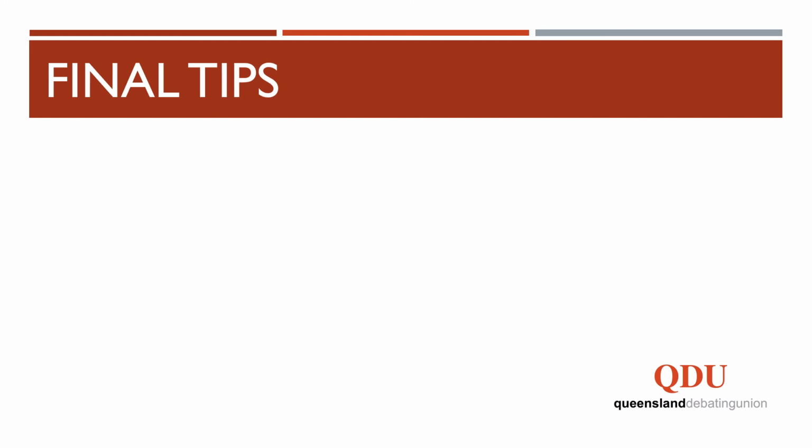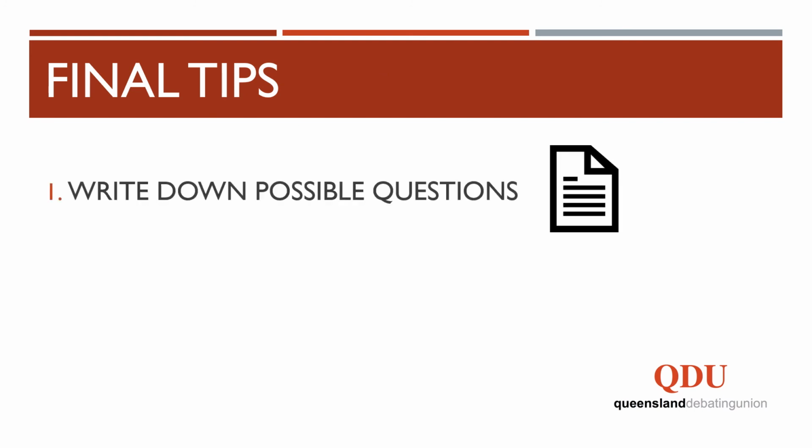We have 3 last tips to help you with points of information. First, try and write down some possible questions on a sheet of paper before the debate. You can add more as the debate happens. That way, you can put it in the middle of your table so you aren't nervous to stand up because you know you have a question to ask.